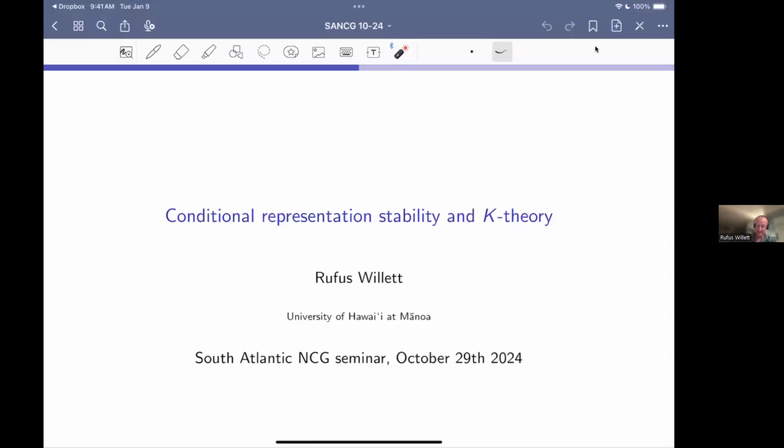So this is a talk about conditional representation stability, whatever that is. It's been a subject of quite some interest in group theory, particularly over the last 10 years or so, insofar as it connects to various approximation properties of groups. And the K-theory bit is because I want to make the point that techniques from K-theory, particularly the parts of K-theory that go into the classification of C-star algebras, but also the Baum-Connes conjecture, are relevant to this, at least in some parts of the theory of representation stability.